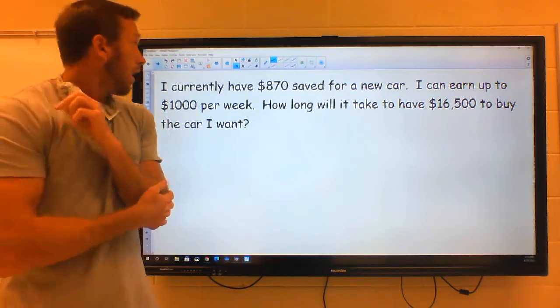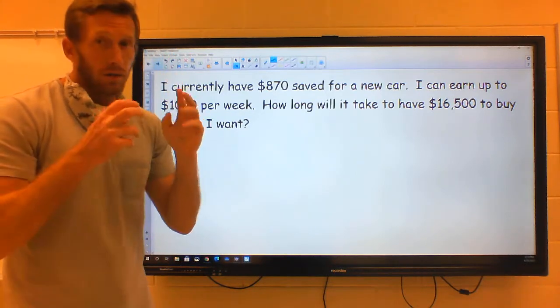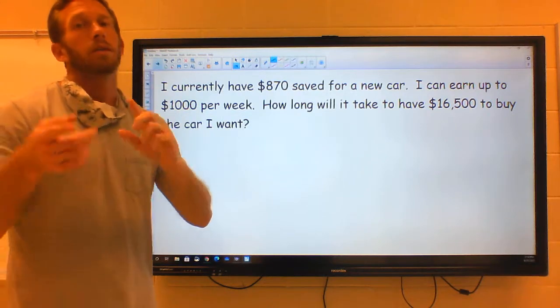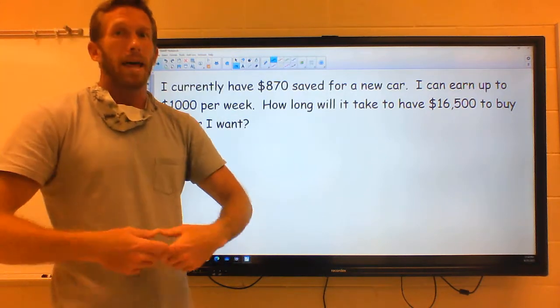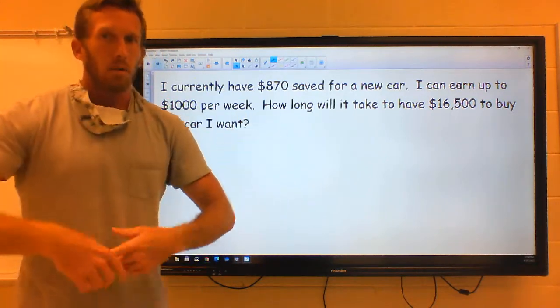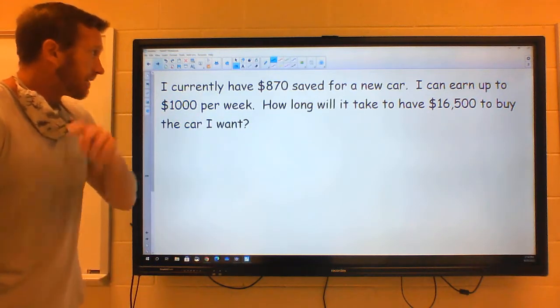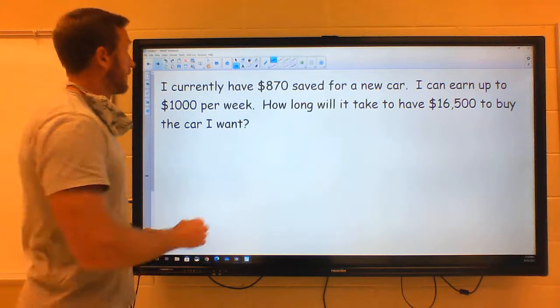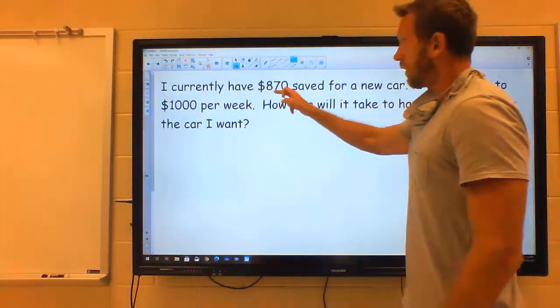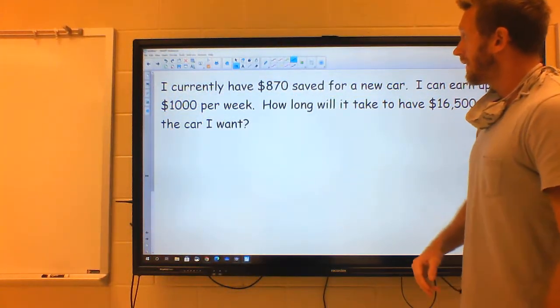Up to $1,000 per week looks like it's the inequality portion. It's not, but just keep in mind we're going to want to max that out. We want to maximize our money each week. If we can make up to $1,000 per week, let's do that. Okay? Currently start with $870.